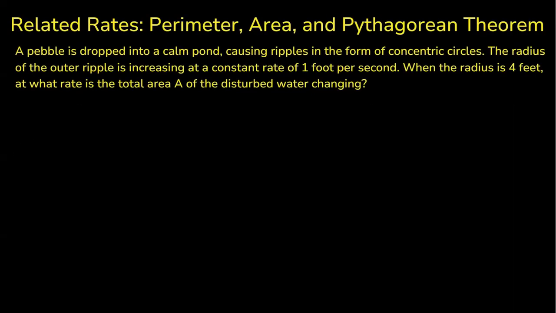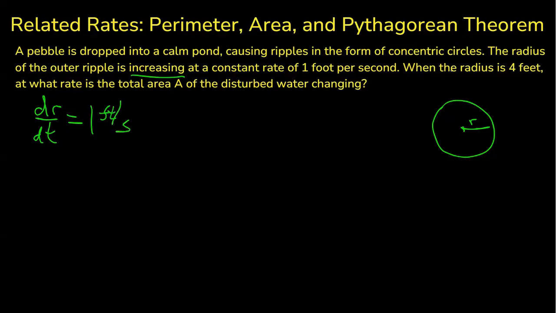In this example, a pebble is dropped into a calm pond, causing ripples in the form of concentric circles. So we know the shape we're dealing with here is a circle, and the radius of the outer ripple is increasing at a constant rate of 1 foot per second. So I'm just going to label the radius here, but that's not what the 1 is. That's the rate of change of the radius, so that's dr/dt equals 1 foot per second. When the radius is 4, so when r is 4, at what rate is the total area of the disturbed water changing? So we want to know what is dA/dt.